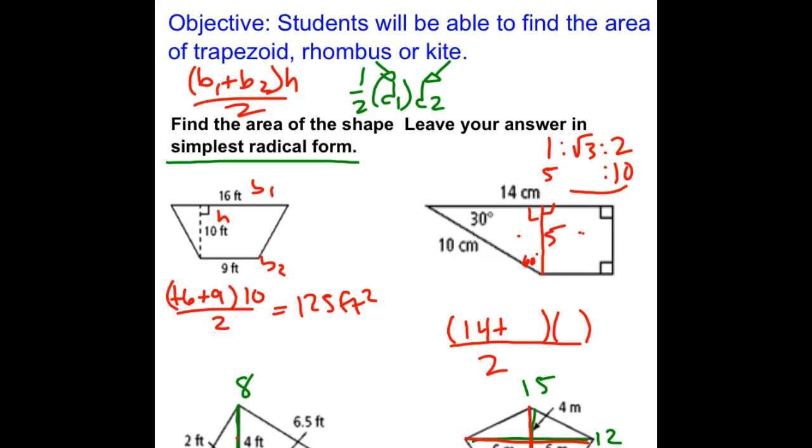The trick on this one then is, well, you've got your height, you can plug that in, but you need your second base. So your second base is going to be 14 minus this side length. And so you need to actually find that side length using your ratio. The middle one is just going to be 5 times the square root of 3. You get 5 root 3. So then that second base is 14 minus that 5 root 3. Which is kind of not a super fun number to deal with, but we can deal with that.